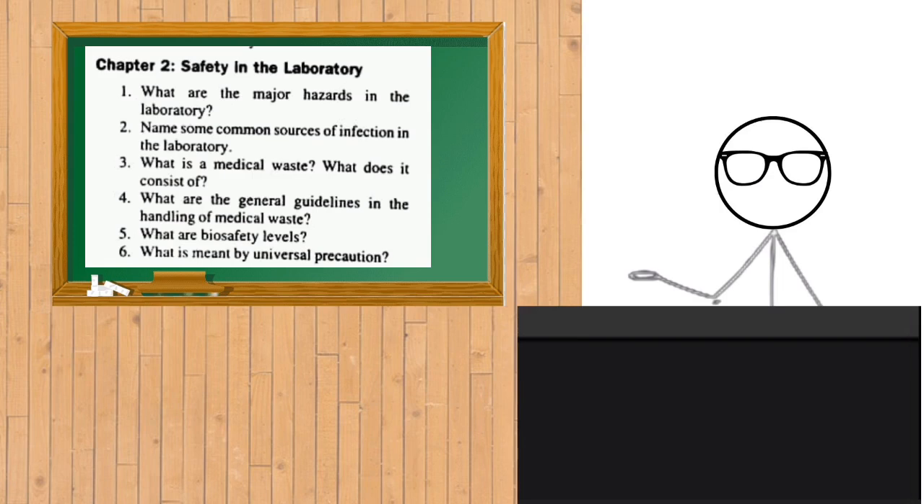And to the next question, number two: name some common sources of infection in the laboratory. The common sources of infection in the laboratory include inhaling of airborne pathogens, call them aerosols. These aerosols are released from specimens. For example, when you are centrifuging a specimen, if you did not properly cover that specimen, it is going to release these aerosols, these airborne pathogens. And when you inhale that through your nasal cavity or through your nose, you can get infection.